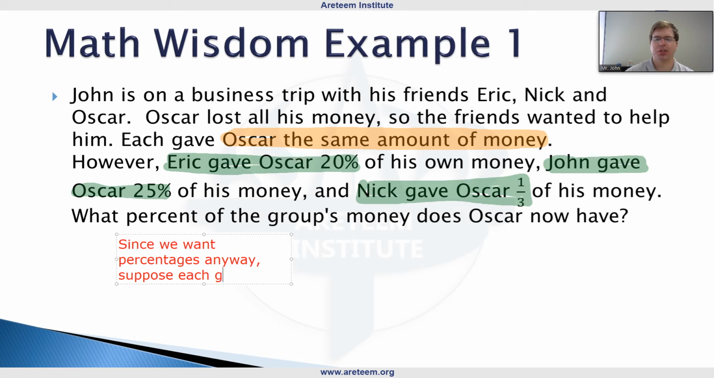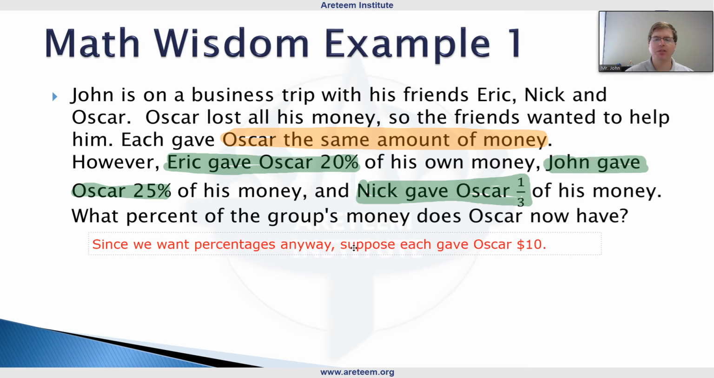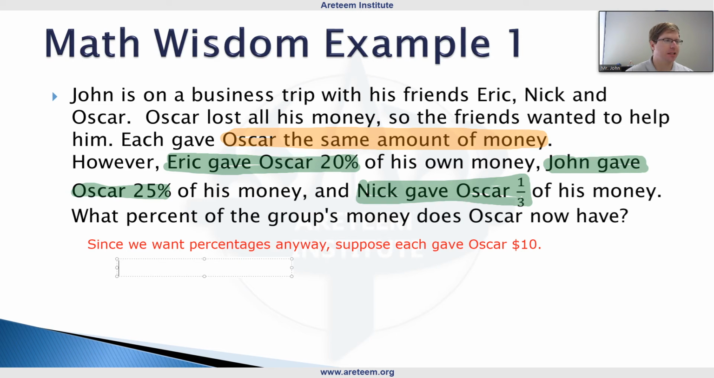Suppose each gave Oscar, let's just do the school trip example, $10. So how much money does everyone have then? Oscar clearly has 10 plus 10 plus 10.